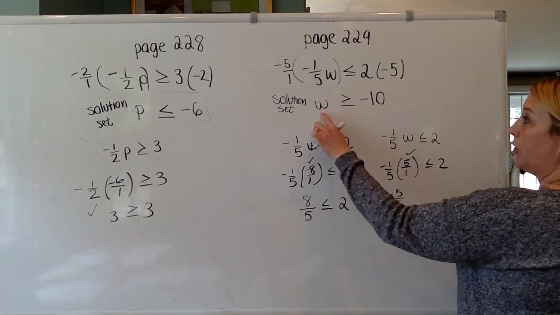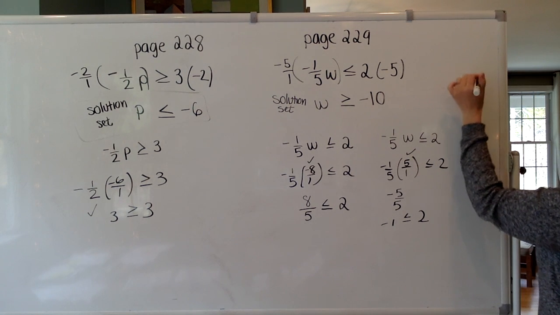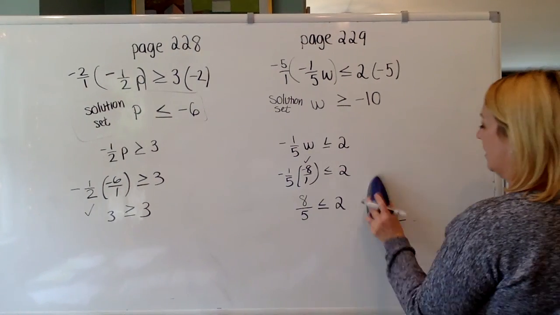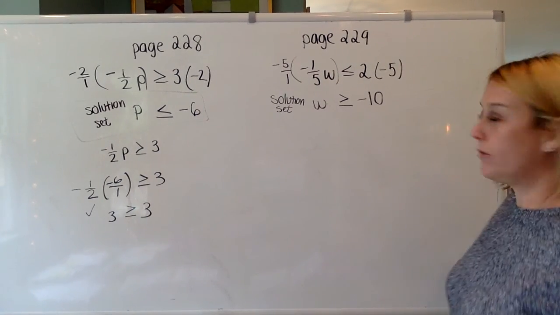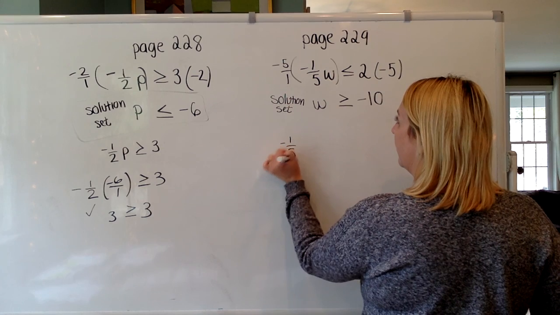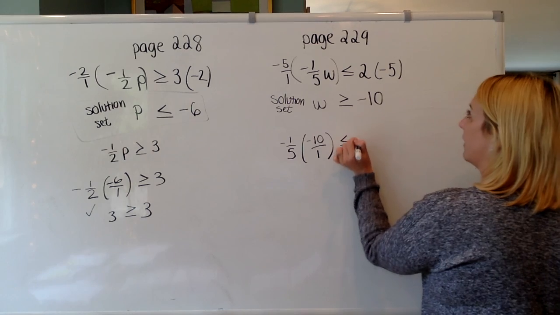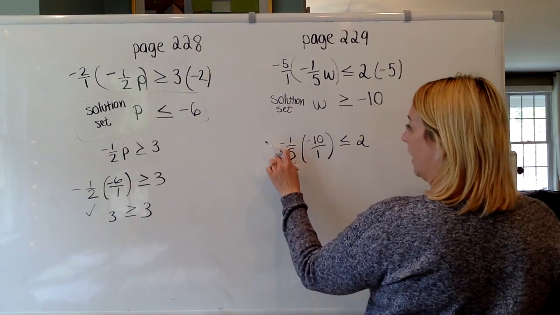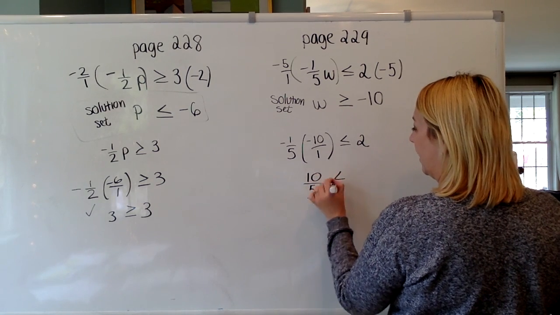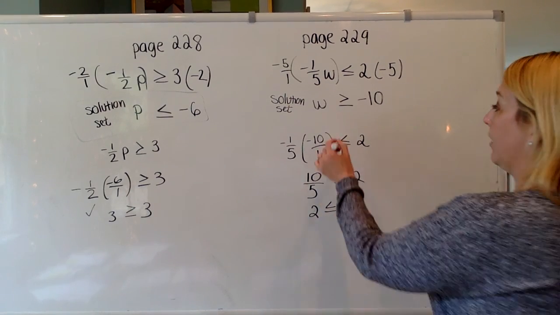Now it says W can be less than or equal to negative 10. So now let's try this with the value being negative 10, right? Because we have that equal to sign there. So going back to my original, negative 1/5 times negative 10 is less than or equal to positive 2. So negative times a negative is a positive. 10/5 is what we get. 10/5 is 2, and 2 is less than or equal to 2. So we know that we did this correctly.